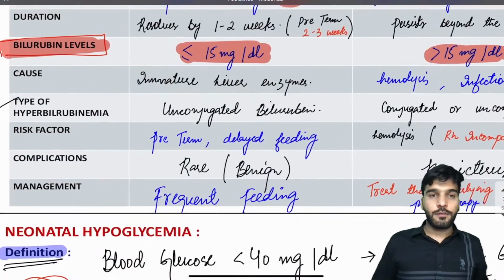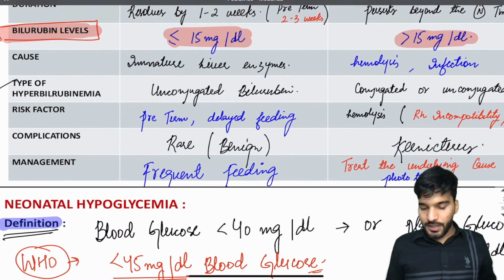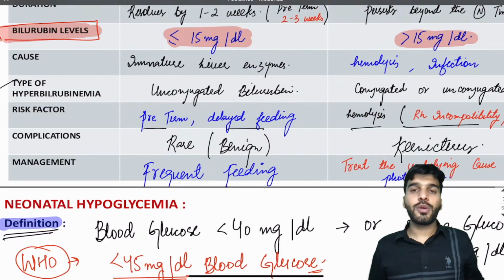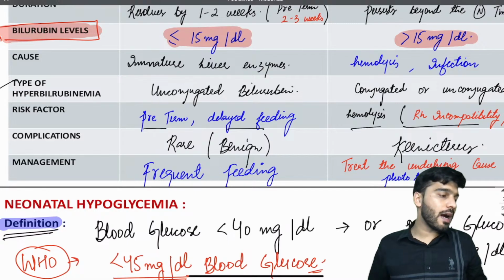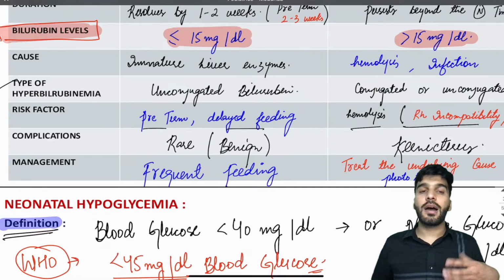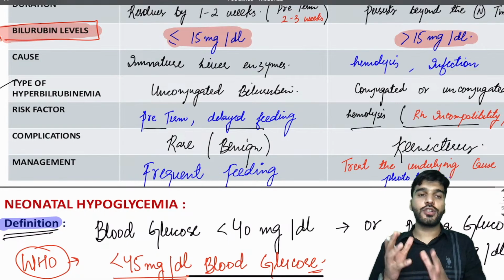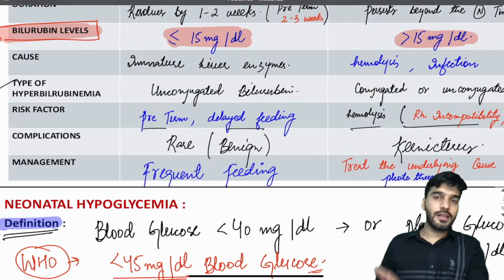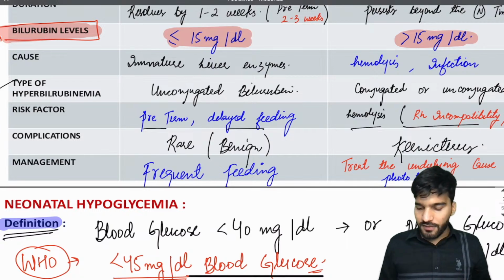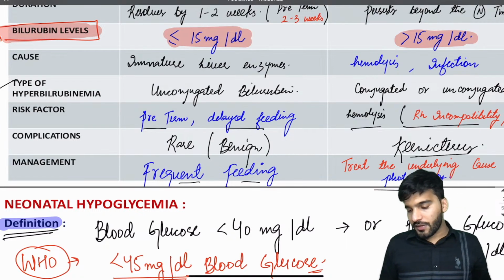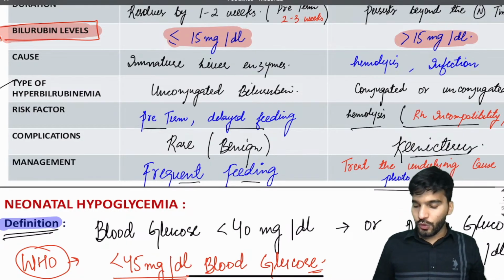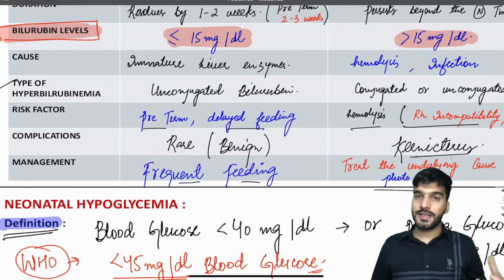Then the risk factors are preterm and delayed feeding. Here the risk factor is hemolysis, usually the RH incompatibility, because in RH incompatibility what will happen? Antigen antibody reaction, hemolysis, kernicterus, and then hydrops fetalis and other conditions. Complications are rare, but here kernicterus will happen. Management: frequent feeding. Here treat the underlying cause, and phototherapy with a wavelength of around 460.